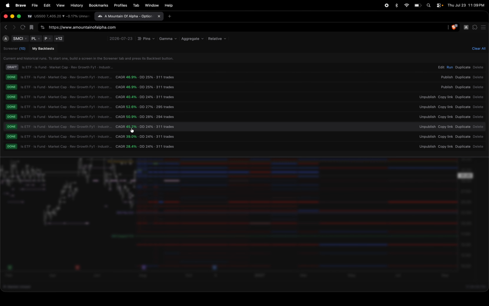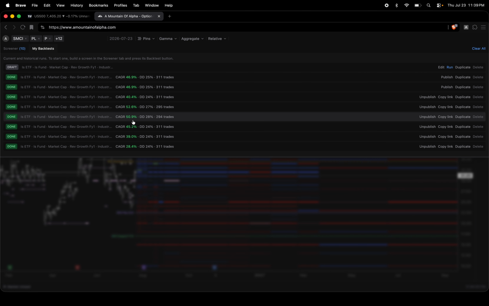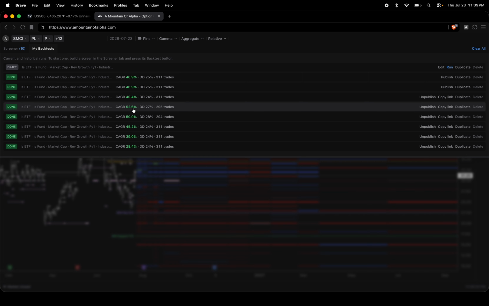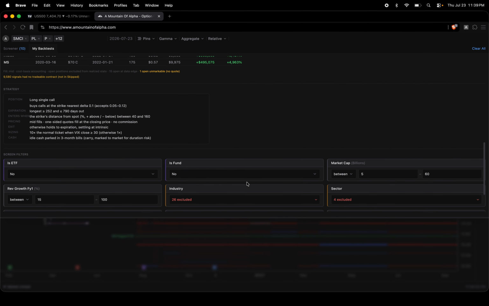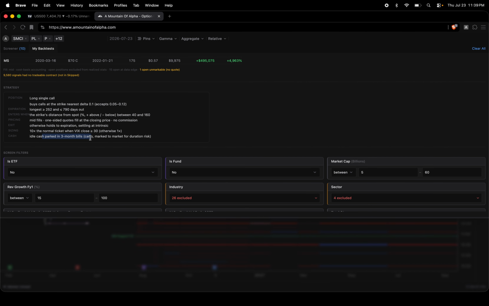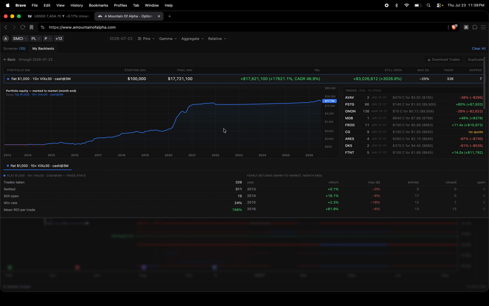But you could see here that if I scale the trades based on volatility, because that's what these are doing, then I can capture more CAGR by allocating to certain volatility events. And so if I go into one here, you can see I'm investing cash every 3 months, and I'm VIX gating it. So I do 10x the size when VIX is above 30.